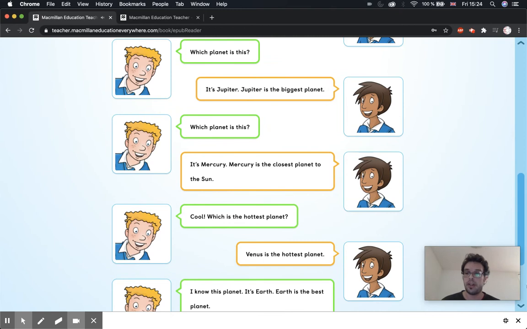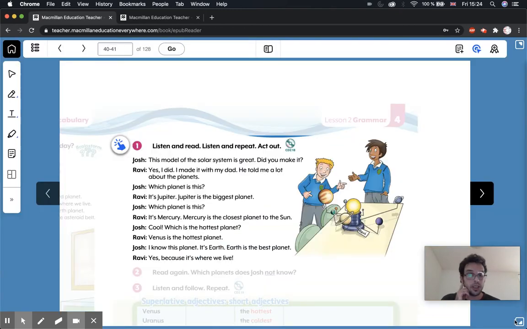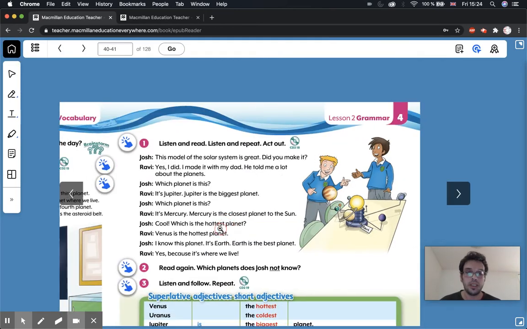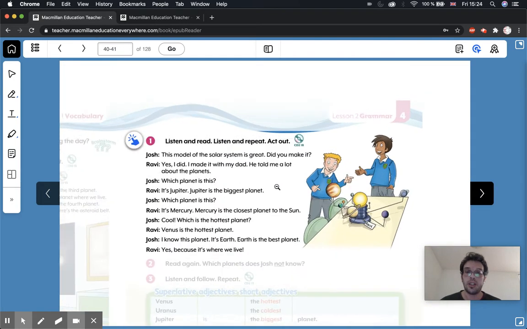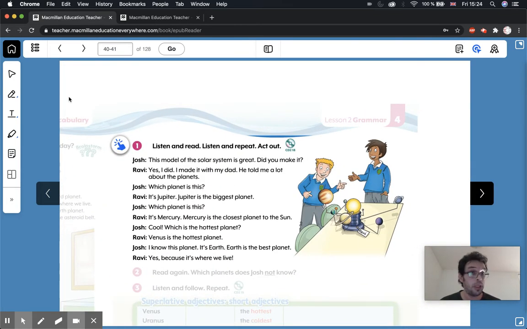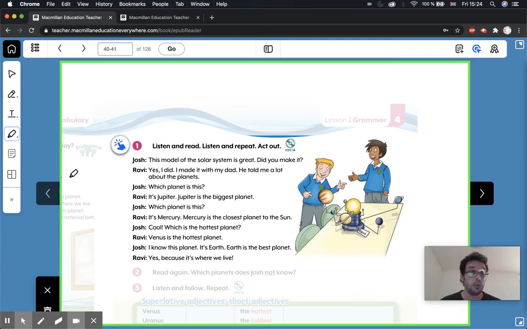Okay, very good. Did you listen? Did you read? Very good. Now let's have a look at some superlatives. Vamos a mirar unos ejemplos de superlativos. Let's have a look at this phrase here.